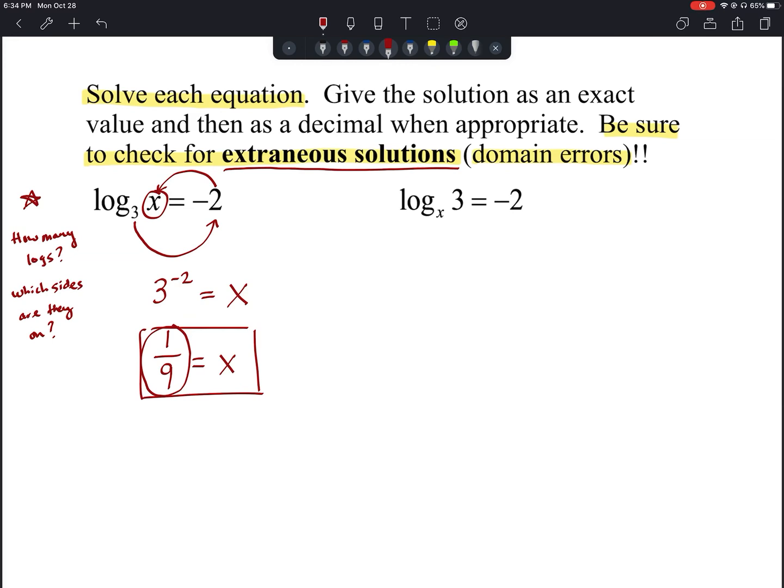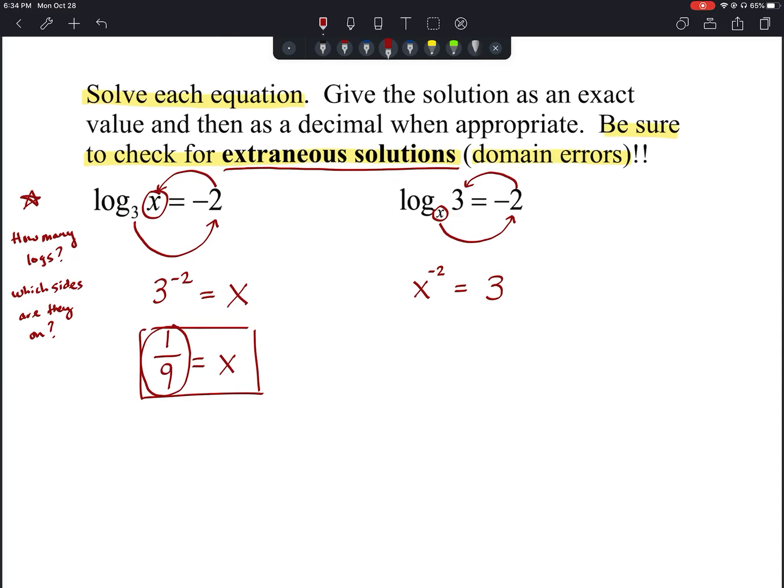The second problem we have here, it's also a log equation. And this time you notice our x moved. It's now down here in the base, right? But this isn't really going to change much about how we're going to solve this. We're going to go ahead here and say x to the negative second power is equal to 3. So when we rewrite that in its exponential form, x to the negative second power equals 3.